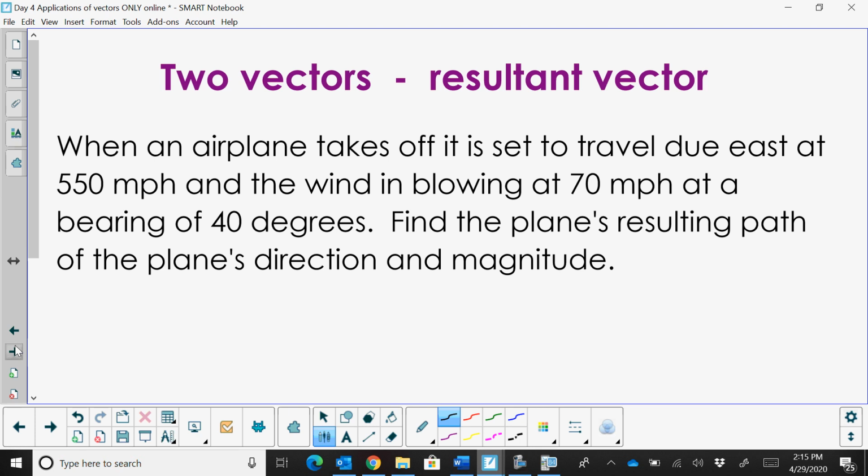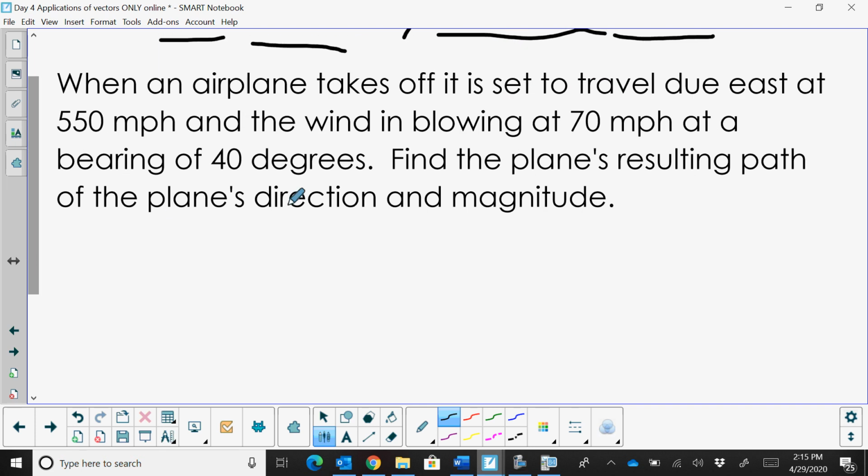Now we're going to look at a second type of problem, and that's when you have two vectors that form a resulting vector. And in this case, I'm going to show you two ways to do these. You can do it visually or you can do it algebraically. So I'm going to start with an airplane. An airplane takes off and is to travel due east at 550 miles per hour. And the wind is blowing at 70 miles per hour at a bearing of 40 degrees. Find the plane's resulting path and the plane's direction and the magnitude.